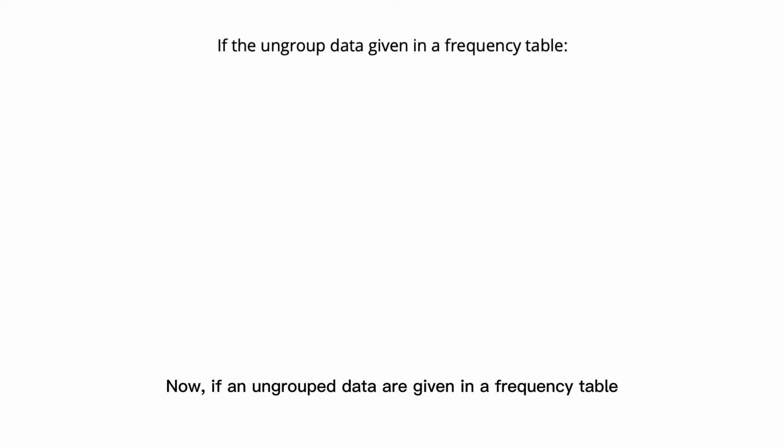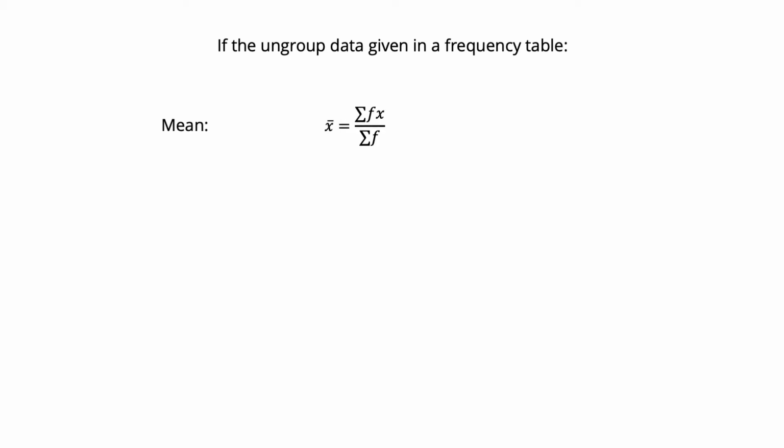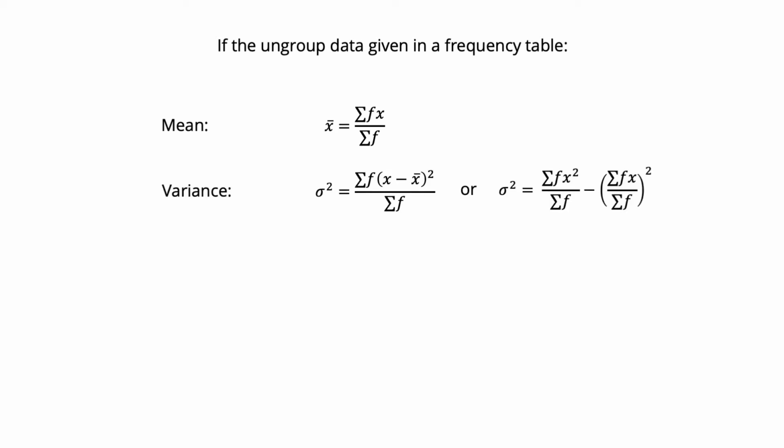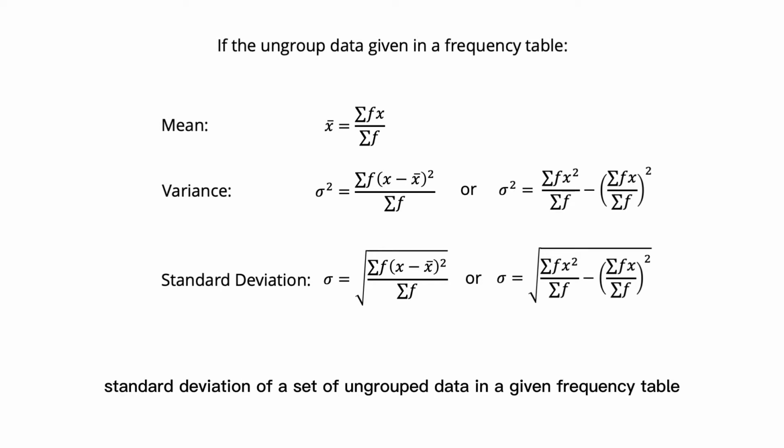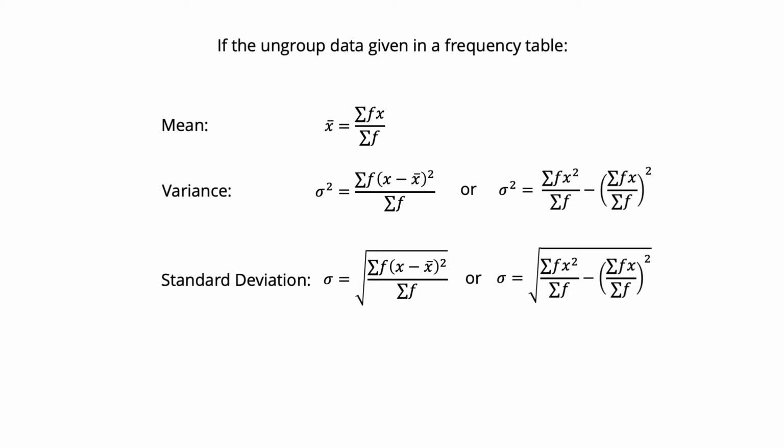Now, if ungrouped data are given in a frequency table, the formula for mean, the formula for variance and the formula for standard deviation are different. In this video, we are going to learn how to calculate the variance and the standard deviation of a set of ungrouped data in a given frequency table. Let's work out an example about it.